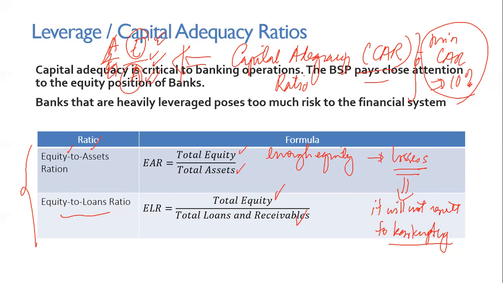The Bangko Sentral wants to avoid that. So therefore, a bank should be adequately capitalized, so that even if you have a significant drop in loan payments, you're still able to absorb those losses because the bank's equity position is robust.